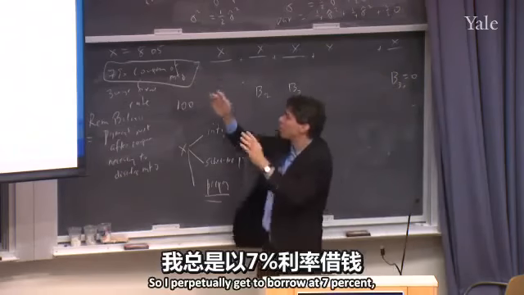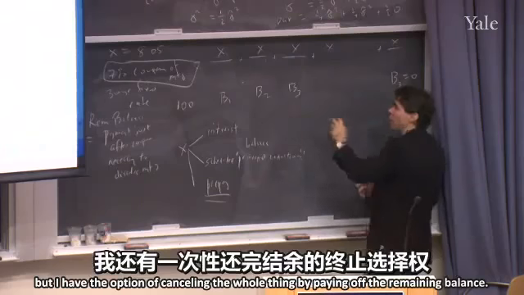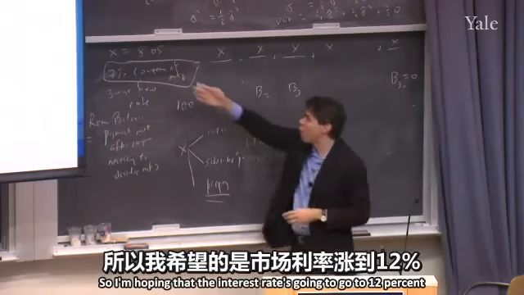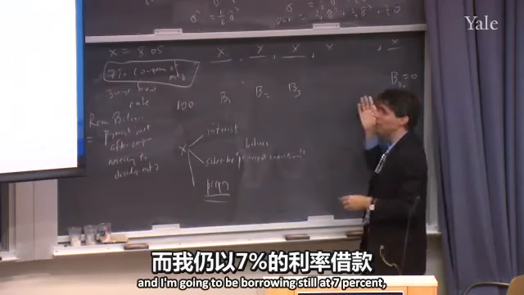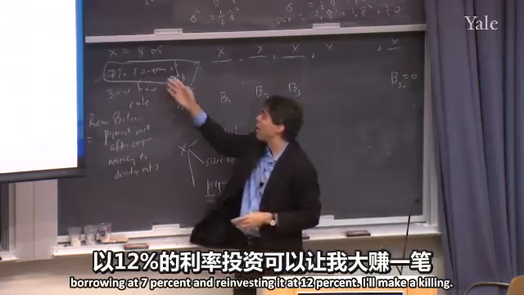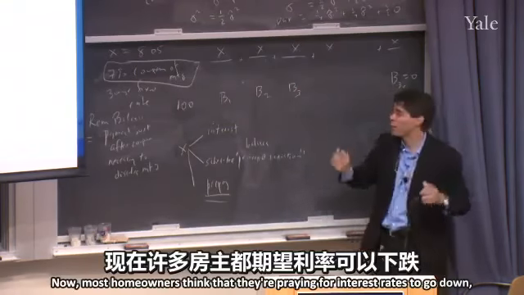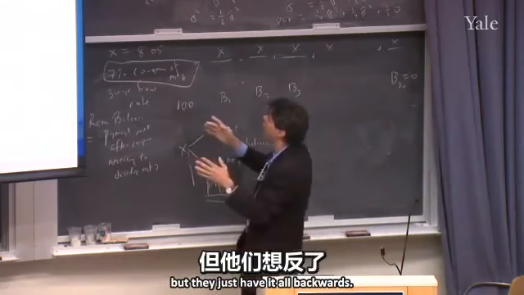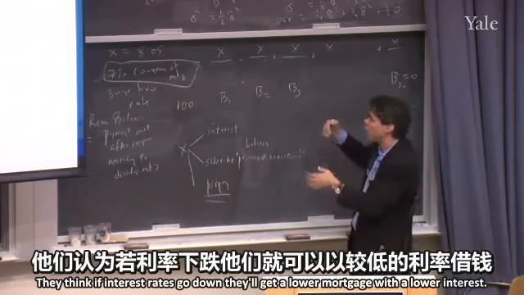So I perpetually get to borrow at 7%, but I have the option of canceling the whole thing by paying off the remaining balance. So I'm hoping that the interest rate is going to go to 12%, and I'm going to be borrowing still at 7%. Borrowing at 7% and reinvesting it at 12%, I'll make a killing. I'm praying for interest rates to go up. Now, most homeowners think that they're praying for interest rates to go down, but they have it all backwards. They think if interest rates go down, they'll get a lower mortgage with a lower interest.